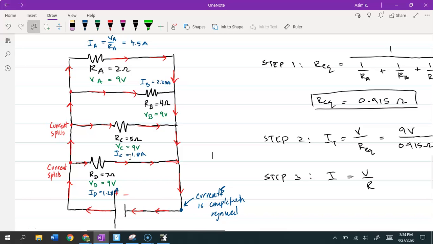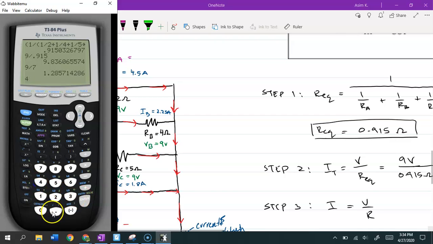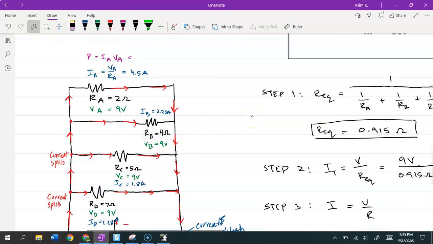Okay, so the last thing that you would need to do in this is to figure out the power that each bulb feels. So power is equal to the current times the voltage, recall? And so the current running through it is 4.5, and the voltage running through it is 9. So 4.5 multiplied by 9 is going to give you 40.5 watts. So you got 40.5 watts that are running through this.